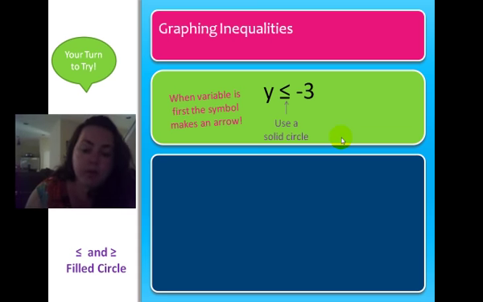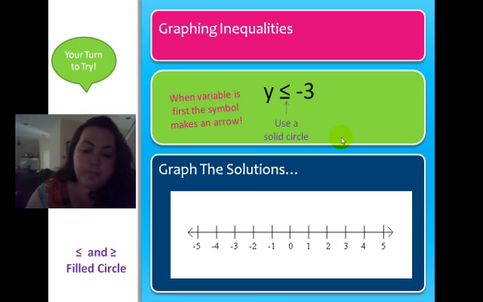If I don't have the equal to part, if I just had less than or greater than, I'd put an open circle. Okay, so I'm going to make a number line, and my number is negative 3. So at negative 3, I'm going to put a circle. And that's going to be a solid circle, a filled-in circle, at negative 3, because it has that equal to part. That's why it's getting filled in.